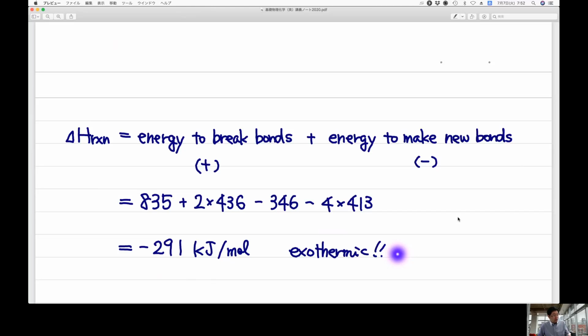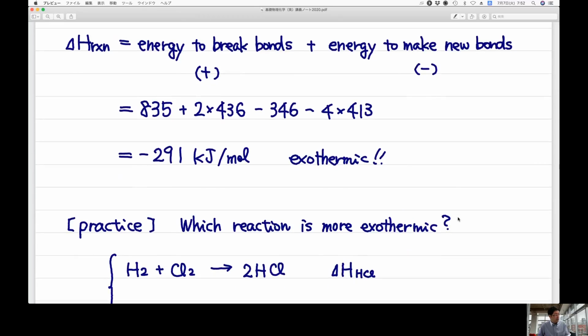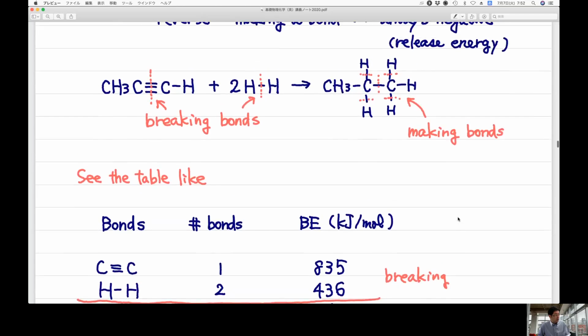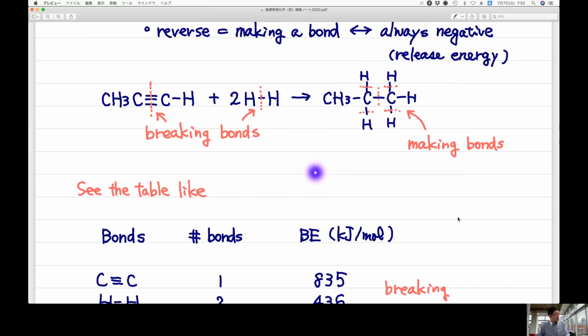So this reaction should be exothermic. Exothermic means the final state is lower energy, okay? So this is very important. So this reaction easily proceeds because this molecule has a lower energetic state than these molecules, which have a higher energetic state.